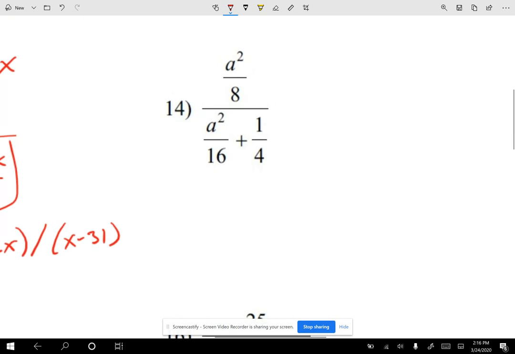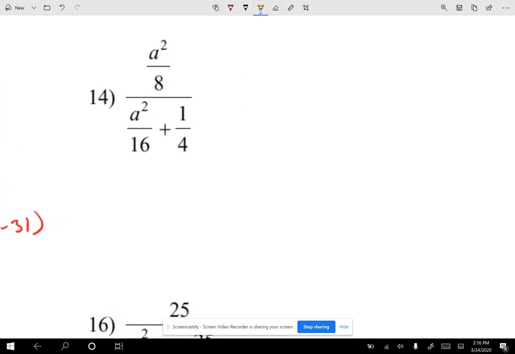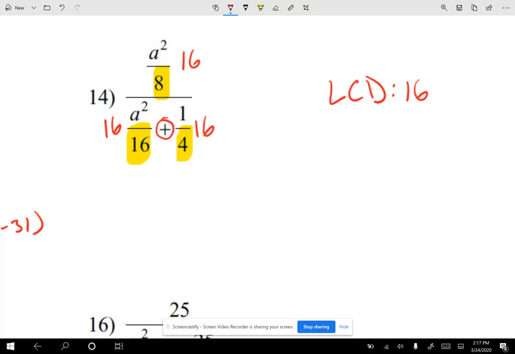Right, now let's take a look at number 14. I keep an eye on my denominators. It's all numerical. So I'm thinking, what's the smallest number that they all go into? And I'm just going to say 16. So let me multiply each of my fractions by 16. I keep an eye on the sign in between my two fractions. If it was a minus, I will change it to plus and give the negative to the second fraction. But it is a plus already, so just leave it alone.